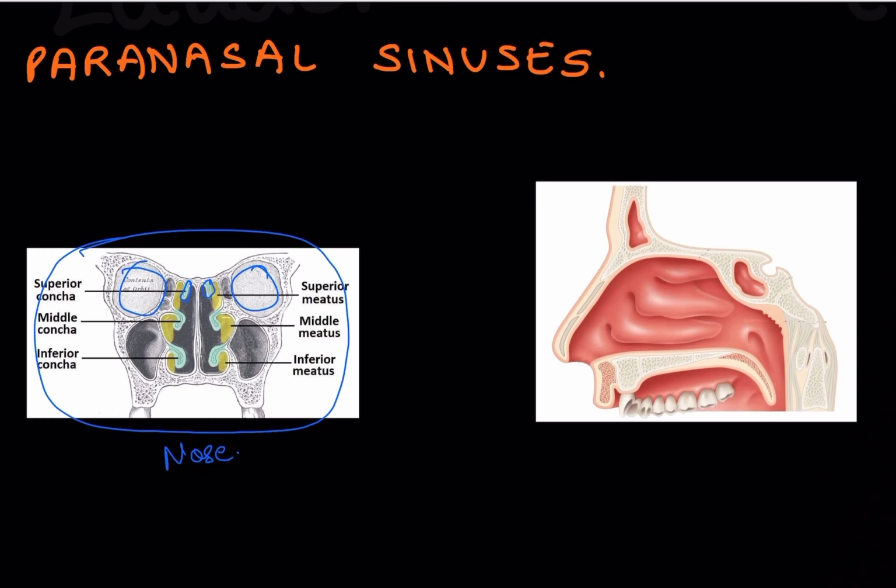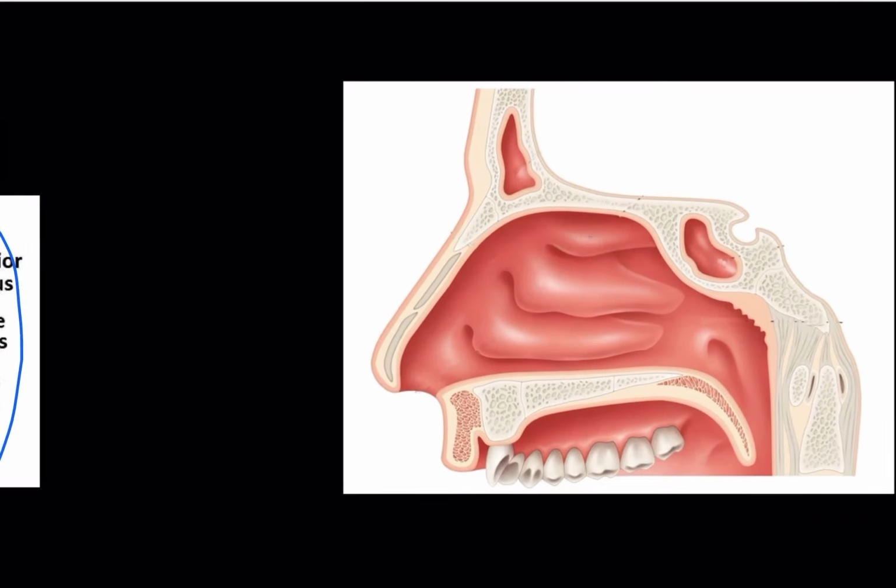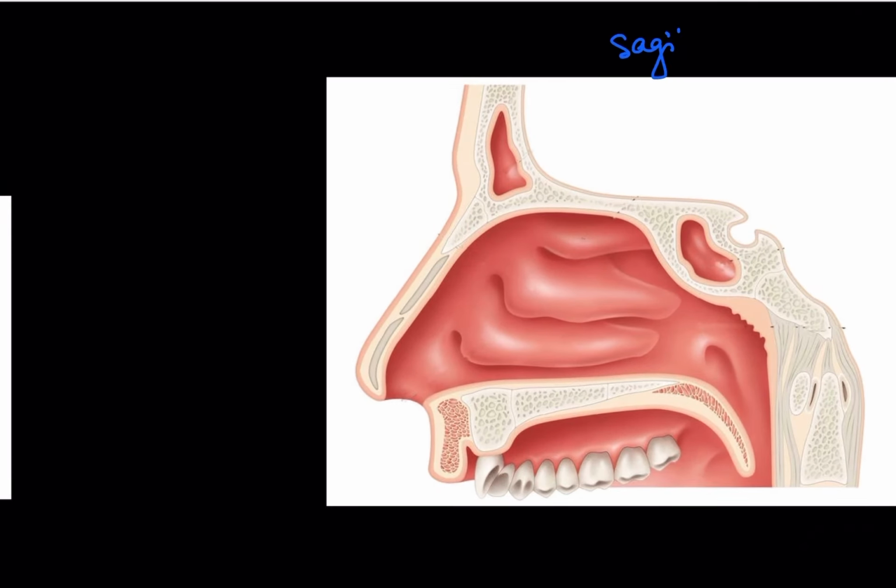Now why are we learning this? Because here there will be some sinuses opening. Now why were they termed paranasal? Para means beside. So the sinuses open beside the nose, hence the term paranasal sinuses. Understood?